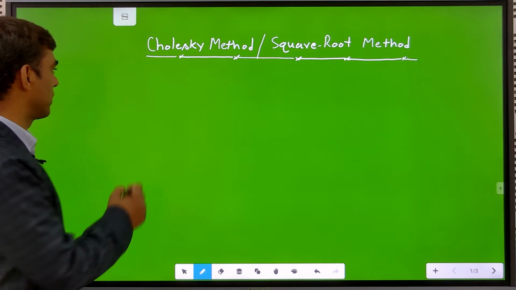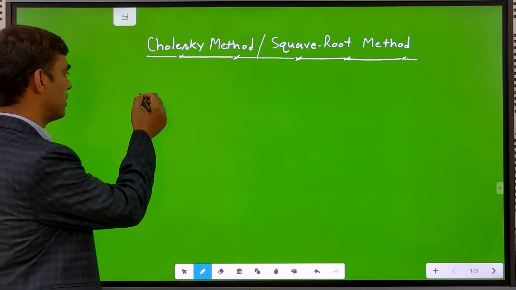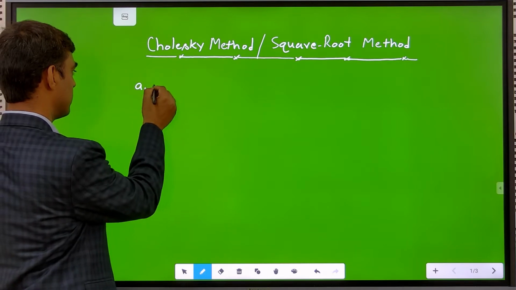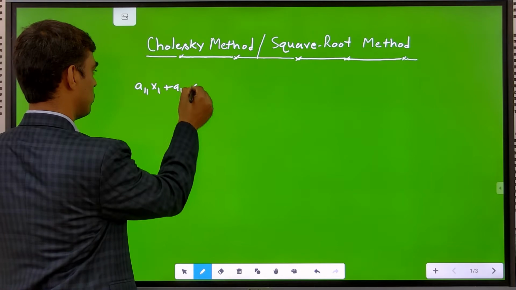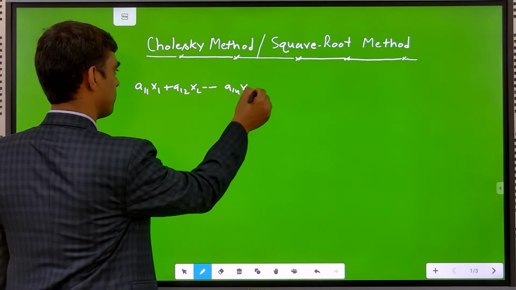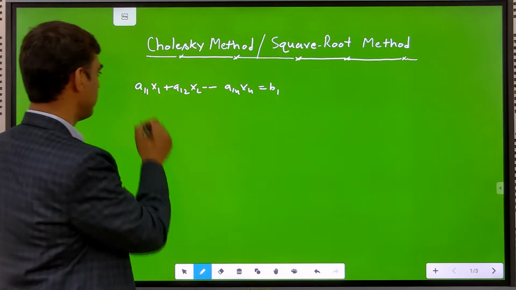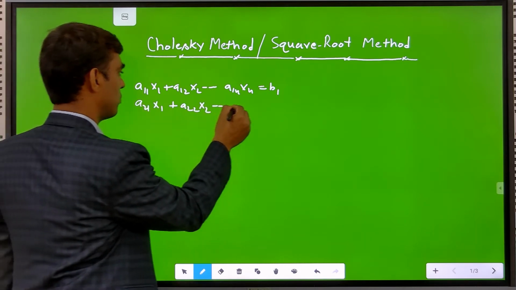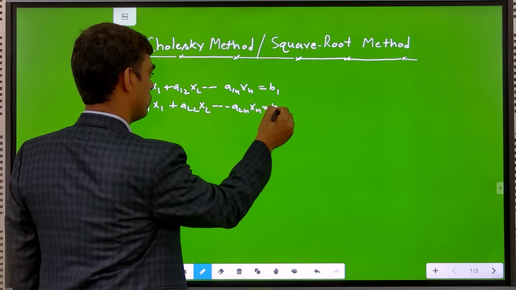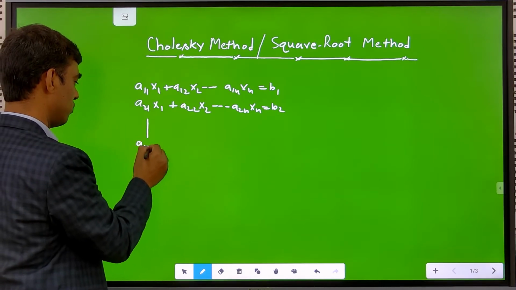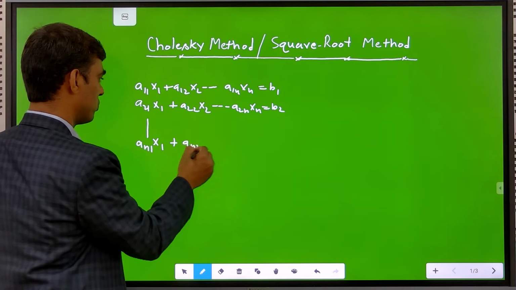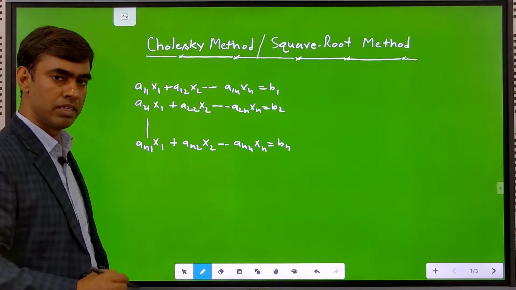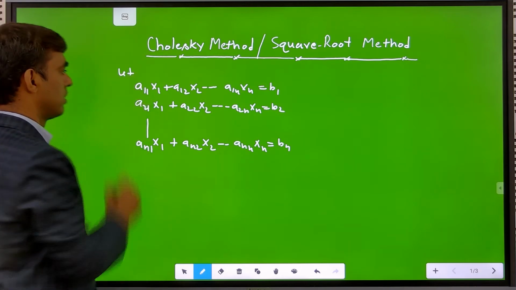Suppose we take a system of linear equations having n unknowns and n equations. Suppose this is a general system of linear equations: a11 x1 plus a12 x2 up to a1n xn, this is your first linear equation. Similarly, the second equation is a21 x1 plus a22 x2 up to a2n xn equal b2. Similarly, an1 x1 plus an2 x2 up to ann xn equal bn. Suppose this is a given system of linear equations.